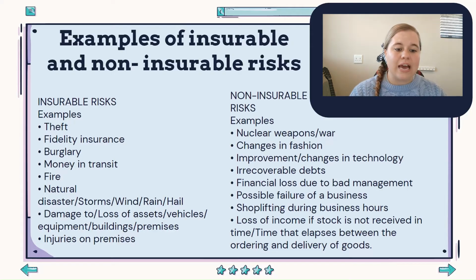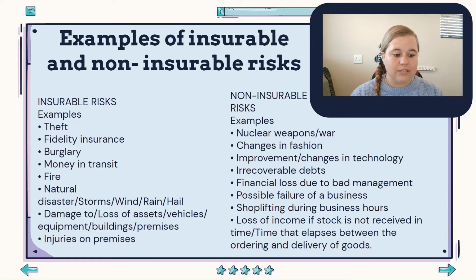Then we're looking at non-insurable risks. Nuclear weapons or war, unfortunately, are non-insurable risks. Changes in fashion. So perhaps I've started a company where I am selling headscarves, and it goes out of fashion because there's something new that comes out. It's a non-insurable risk because fashion changes all the time. I'm sure we all know that. Improvements or changes in technology, same thing.